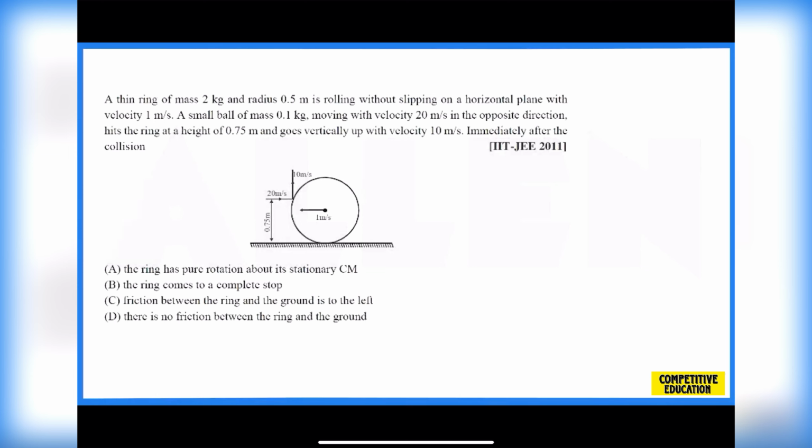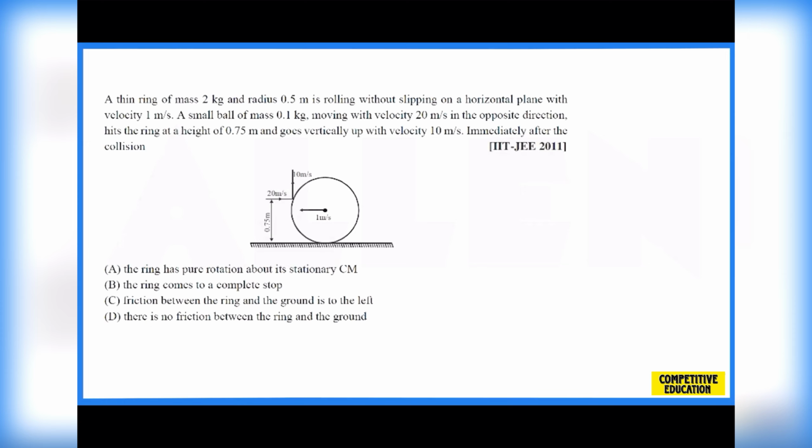See, in this question, this is a ring of mass 2 kg and radius 0.5 meter, and it is rolling without slipping on this horizontal plane with a velocity of 1 meter per second in this direction. There is a small ball of mass 0.1 kg which is moving with a velocity of 20 meter per second in this direction, and after striking this ring at a height of 0.75 meter from the ground, it starts moving in vertical direction with a velocity of 10 meter per second. Now immediately after the collision, we have to find the correct options from these four.